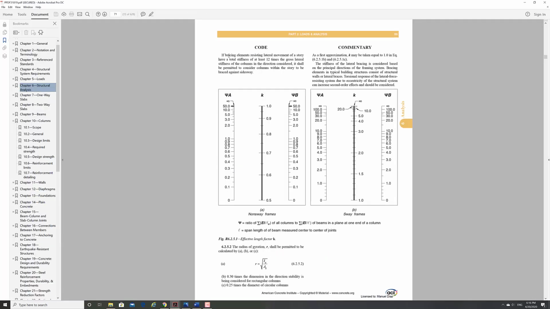If bracing elements resisting lateral movement of a story have a total stiffness of at least 12 times the gross lateral stiffness of the columns in the direction considered, then you can assume that the structure is braced. So what are they saying?